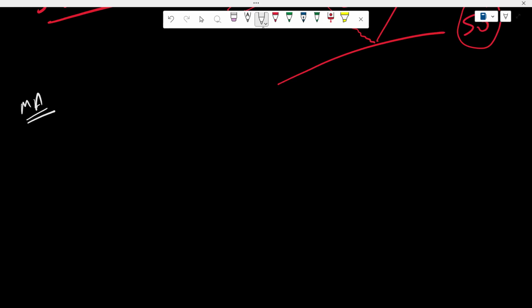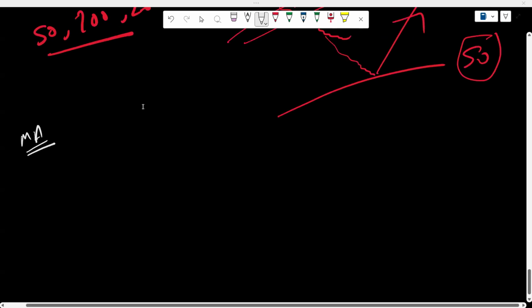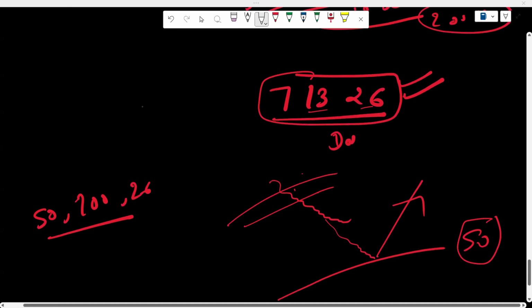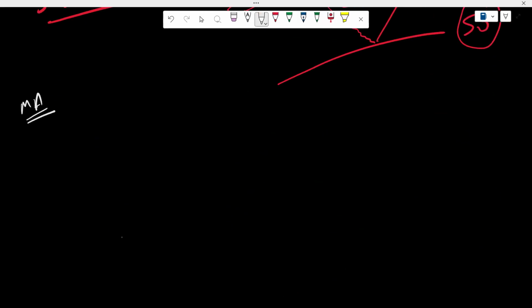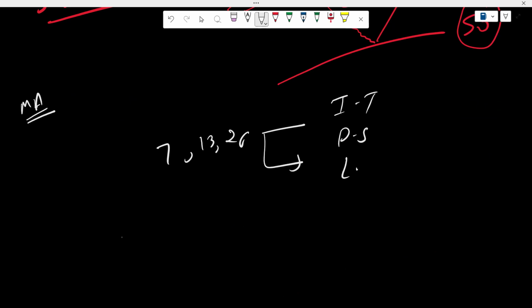Sir, you mean that moving average will only work in intraday, that is 5, 15, and daily? Which one? 7, 13 and 26. Yes. Based on 7, 13 and 26, it can work in intraday trade, it will work on positional trade, and it will also work for the long term. For long term also, but you just need to change the time frame of your chart.